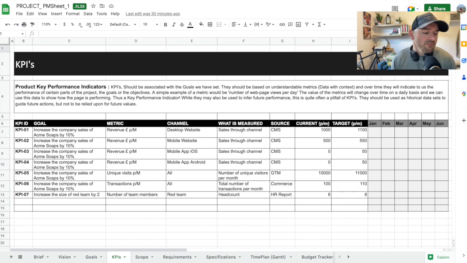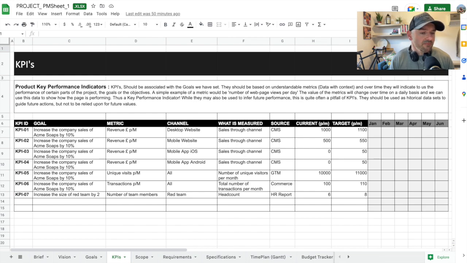Some people will come back to key performance indicators a little bit later on in the planning of a project. I personally like to do it up front. The reason I do that is because it gives everybody a clear indication of what we're trying to achieve with the project, what everybody on the team is trying to achieve, and it just sets everybody up for success.